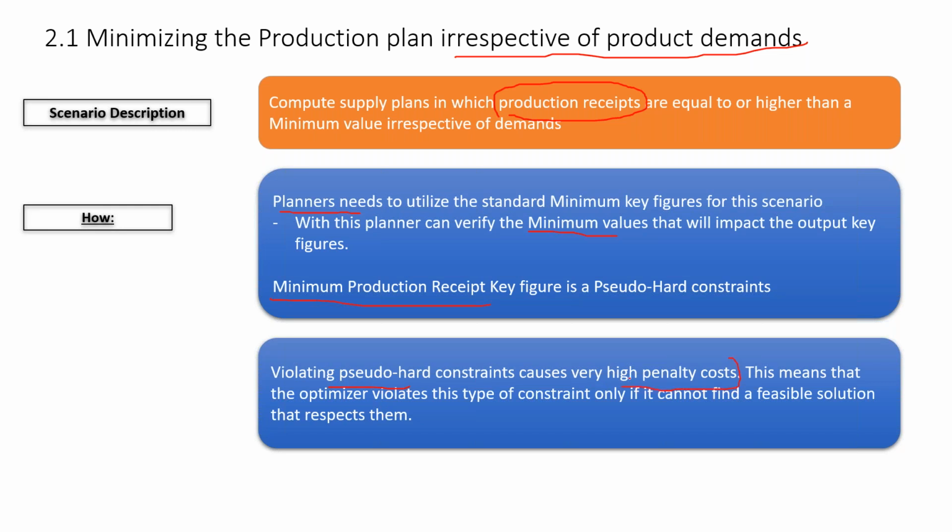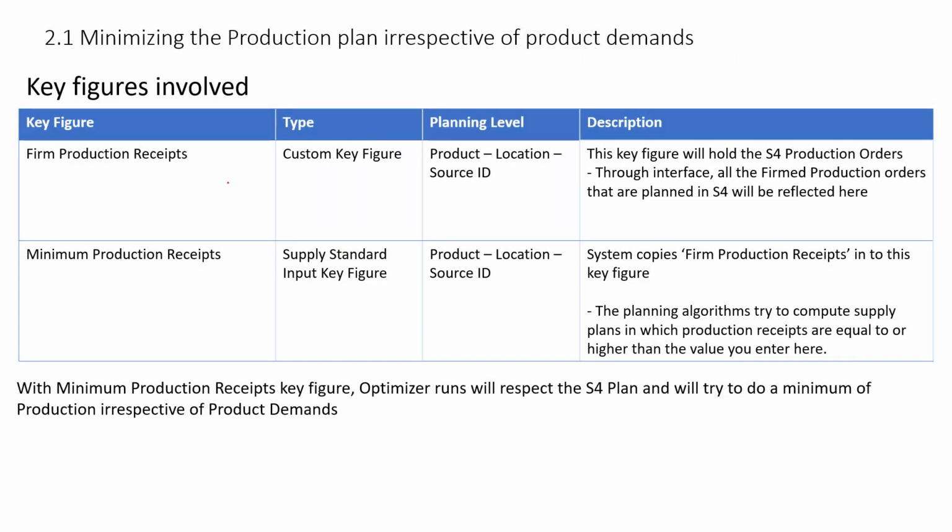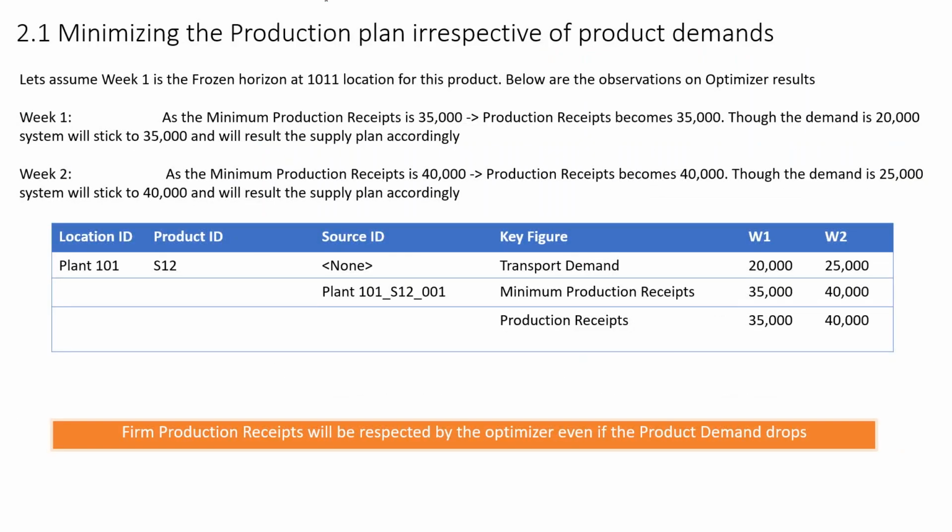Because the optimizer is a cost-based approach, as we have discussed elaborately on the previous day, it always comes up with a cost-optimal plan. What is the cheapest way of meeting this demand, and I'll follow it. So these pseudo hard constraints are configured in the backend in that the system gives a very high penalty cost, so that the system will try to meet the pseudo hard constraints. These are the wrong slides, guys. Don't look into it. I'll update them.